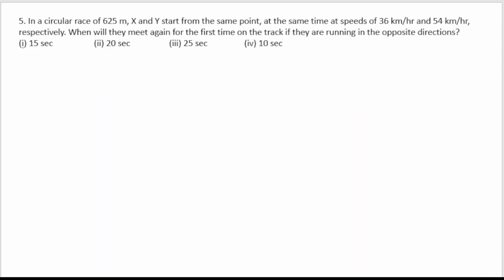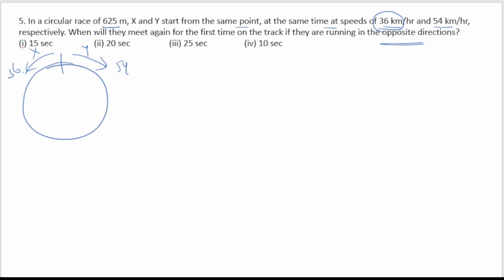Next one. In a circular race of 625 meters, X and Y start from the same point at the same time at speeds of 36 kilometers per hour and 54 kilometers per hour respectively. When will they meet again for the first time on the track, if they are running in opposite directions? See, this is a circular track. X and Y are moving in opposite directions, and X travels with speed 36 kilometers per hour, and Y travels with speed 54 kilometers per hour.